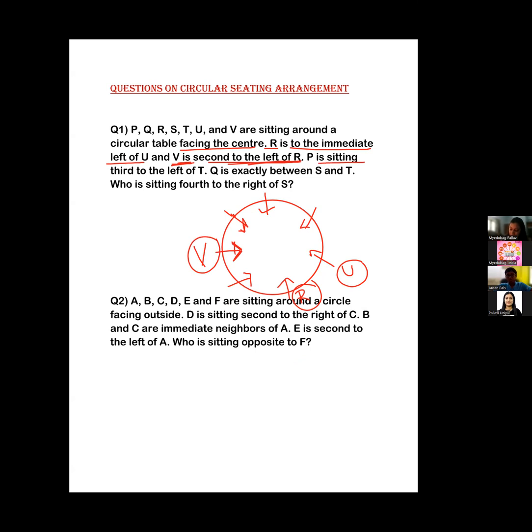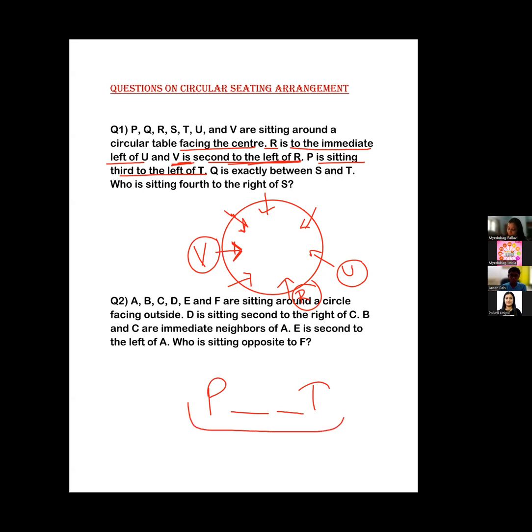P is sitting third to the left of T. Now there is no exact position where we can place T. We just know that P is sitting third to the left of T. So if T is somewhere here, that means P will be 3 places away from T towards the left. It will be in between R and V.